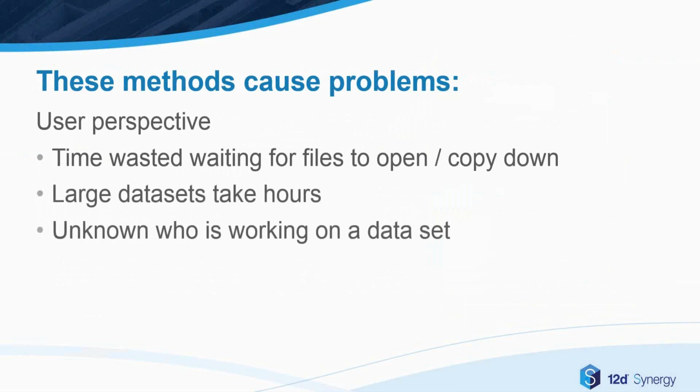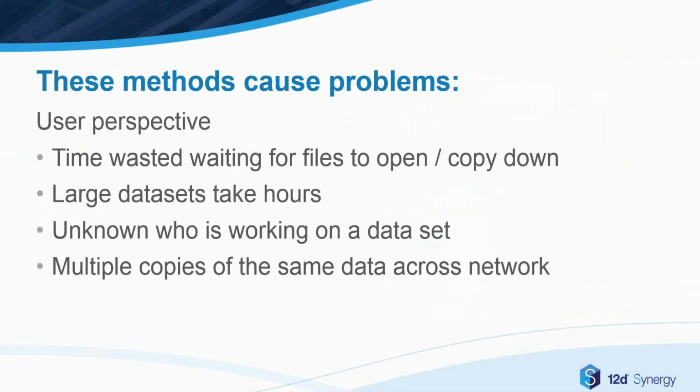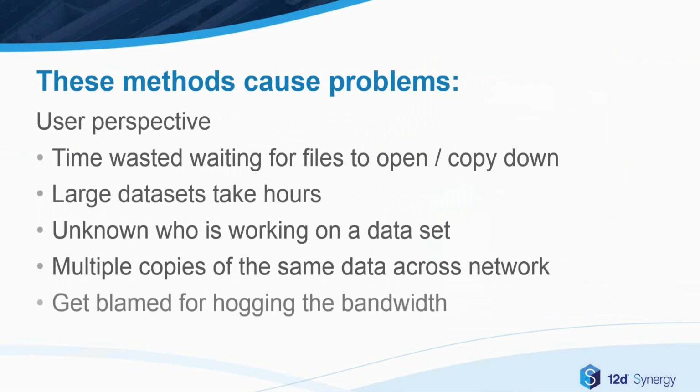You don't really know who's working on what data set at what office. It can be a bit unclear about who's working on what and which piece of data is the latest version. You end up with multiple copies of the data across the network, and those engineering users seem to get the blame when the bandwidth gets tight, and people get blamed for hogging the bandwidth, which is obviously never fun.